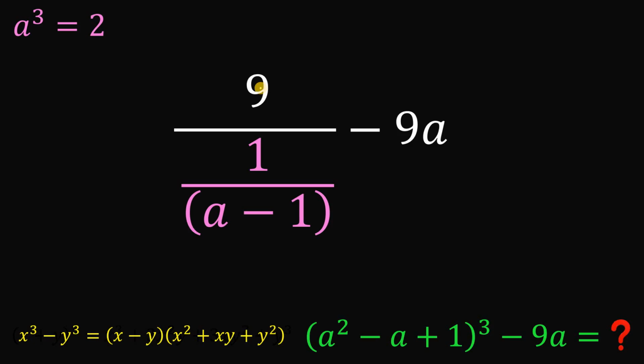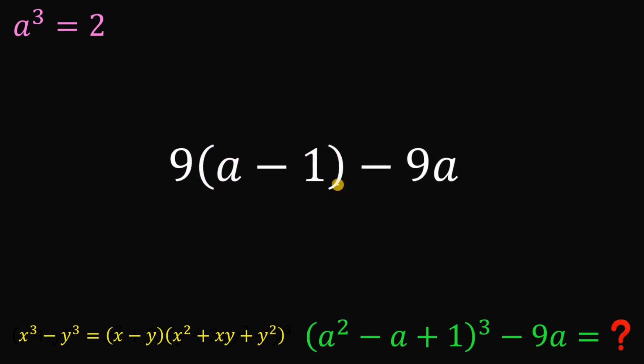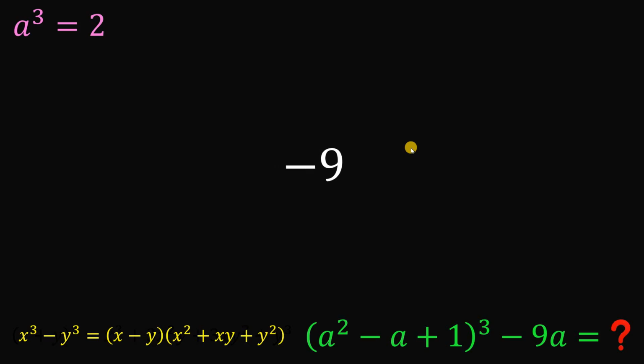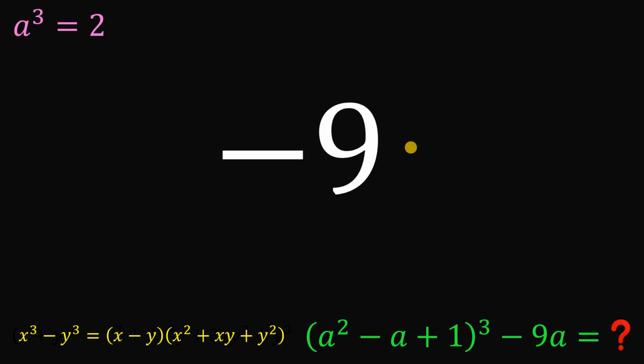Now simplify this expression, 9 over 1 over a minus 1. This will give us 9 multiplied by a minus 1. Now distribute 9 to a and negative 1. This is just 9a minus 9. Combine like terms: positive 9a and negative 9a cancel out. This is just 0. Therefore, this value is simply equal to 9. And this is our answer to this question.